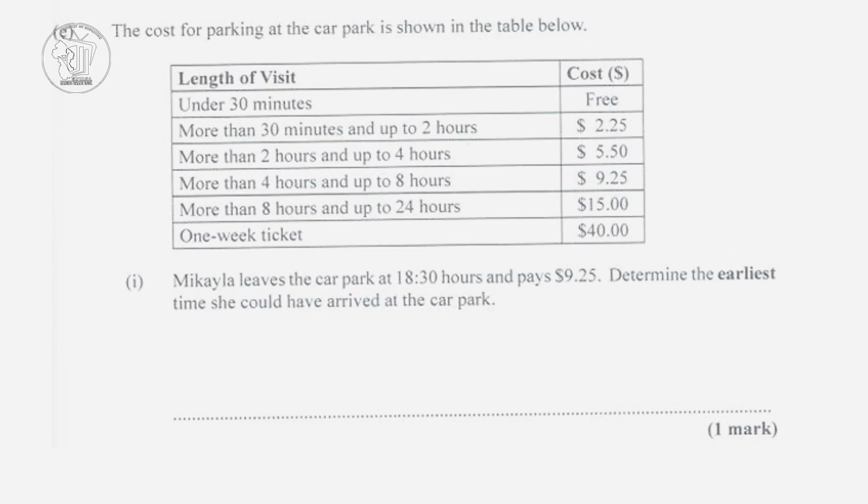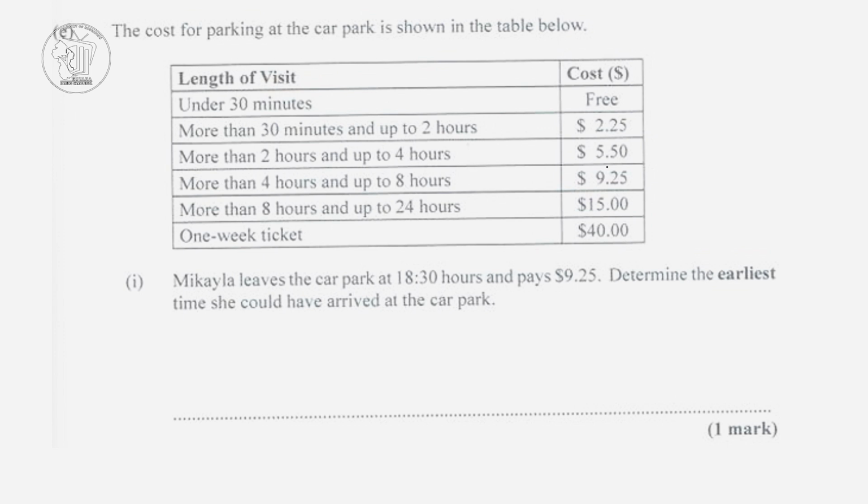The next question says, the cost for parking at the car park is shown in the table below. We have the length of visit and the cost. Under 30 minutes is free. More than 30 minutes and up to 2 hours is $2.25. More than 2 hours up to 4 hours is $5.50. More than 4 hours up to 8 hours is $9.25. More than 8 hours and up to 24 hours is $15. And a 1 week ticket is $40. Michaela leaves the car park at 18:30 hours and pays $9.25. Determine the earliest time she could have arrived at the car park.